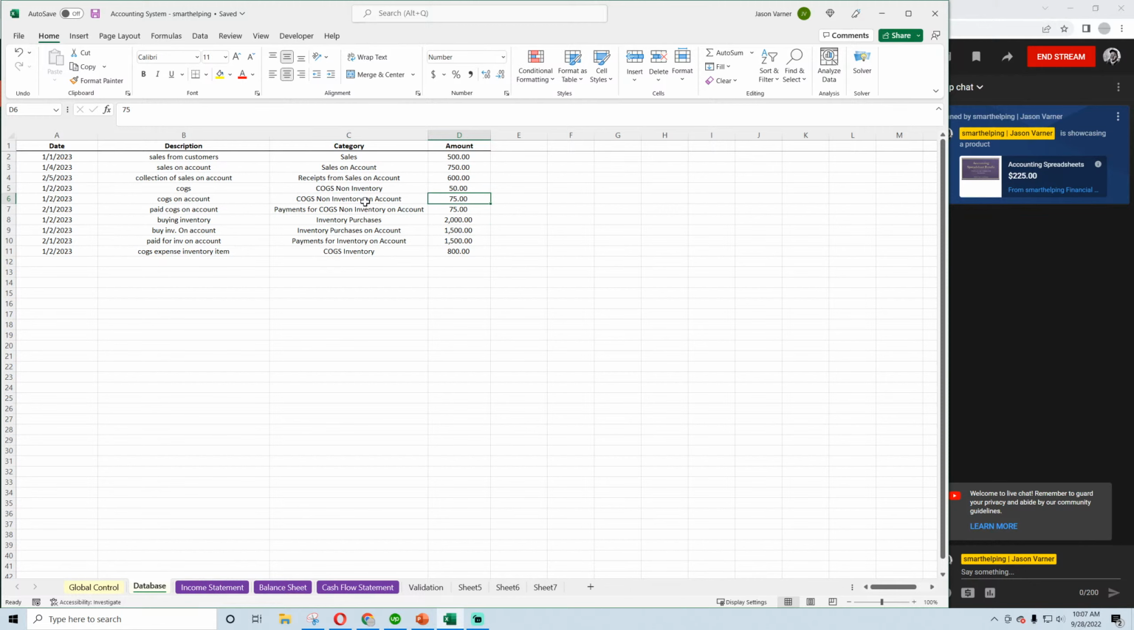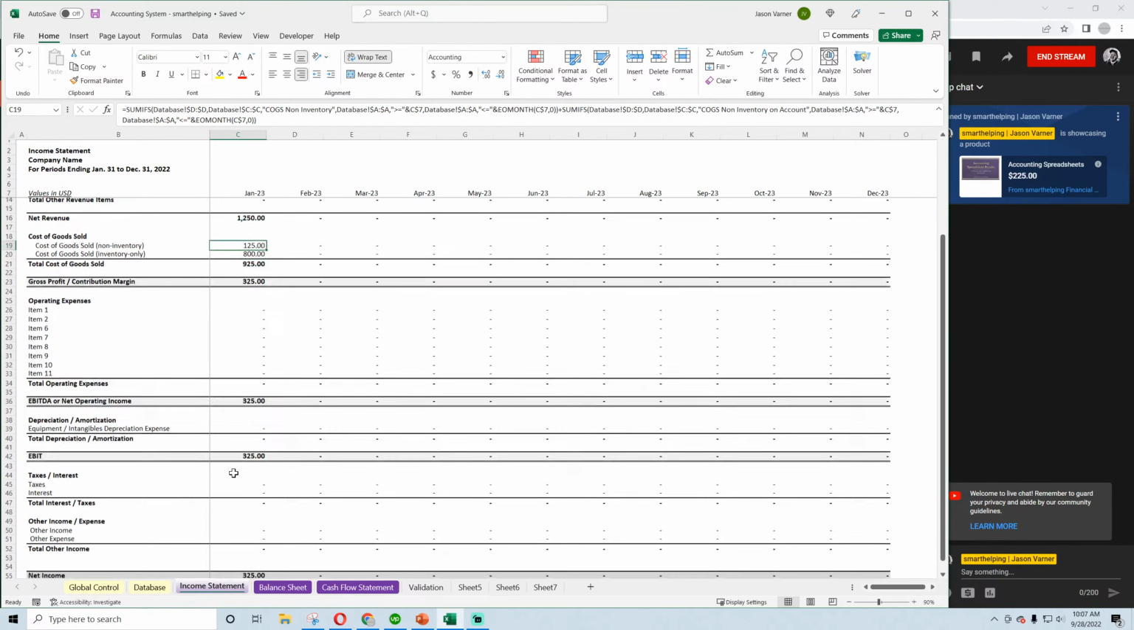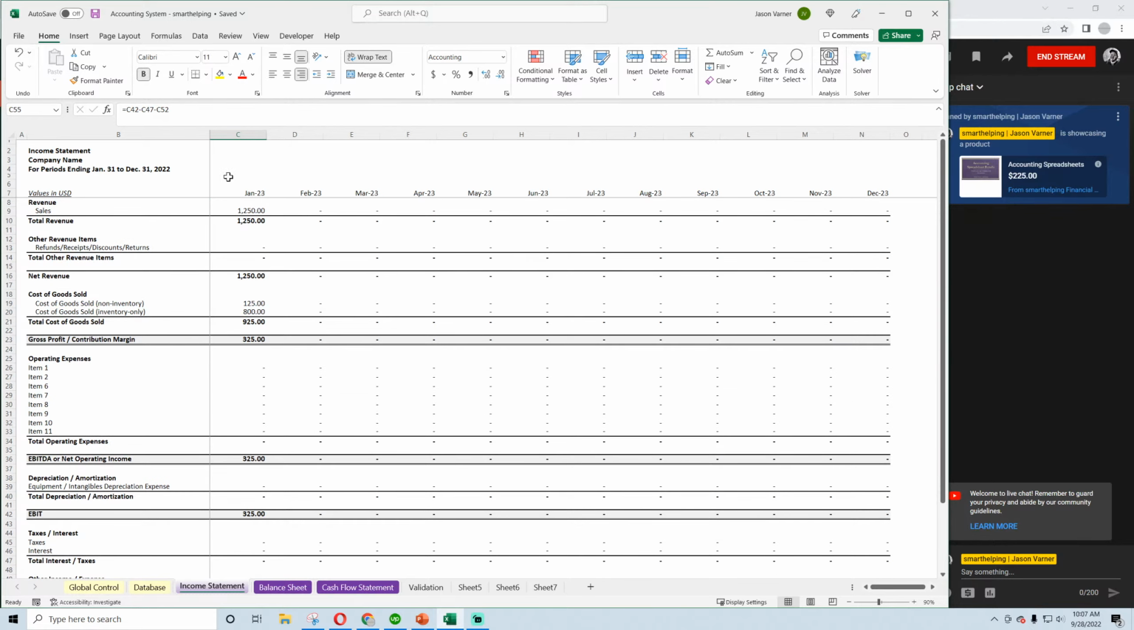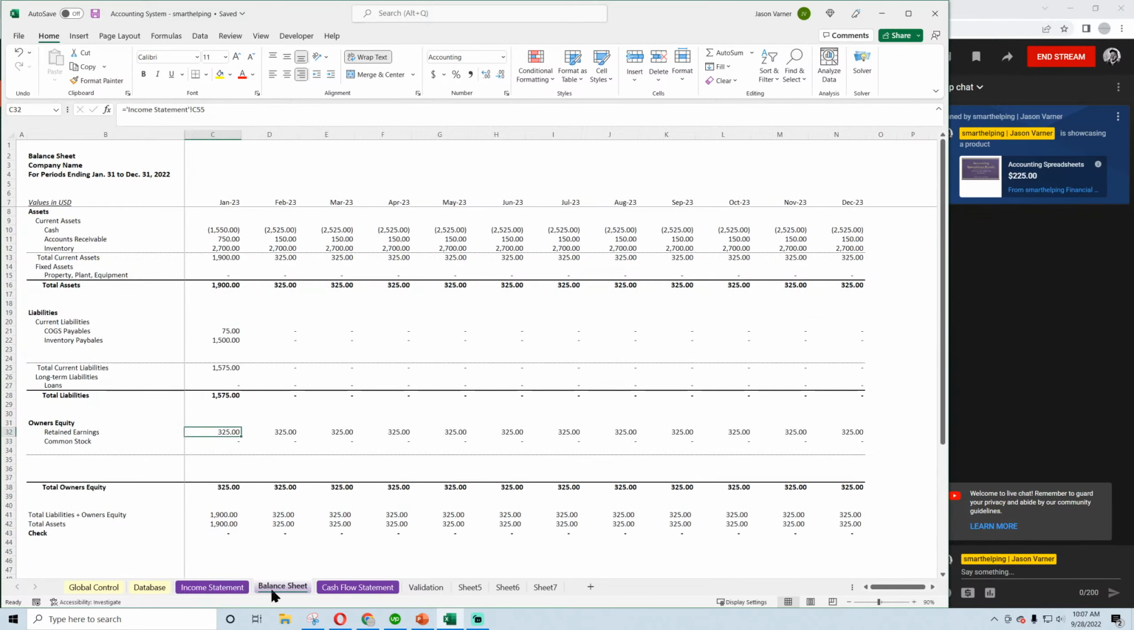Now when it's paid back, it'll hit the cash flow statement. And right here in the cash flow statement, it's going to get added back. So we'll make sure that all works. Overall net income is 325 based on all of these transactions.